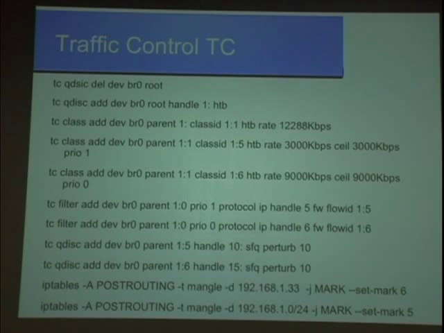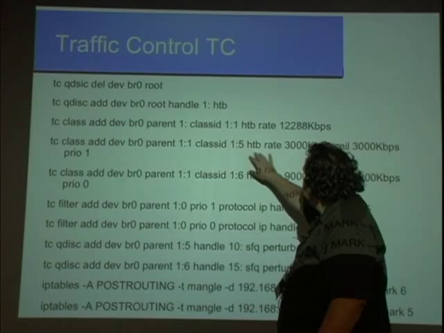So here, with traffic control, we're going to create a queuing discipline, and we're going to add it to the device bridge 0 root handle, and we're going to use the HTTP queuing protocol, or algorithm, or whatever it is. And so then I'm creating classes here. So I have 1, 5, and 6, and they bridge off the parent.